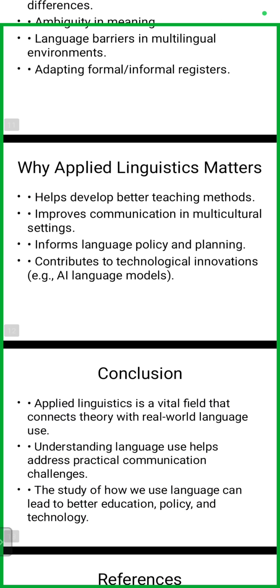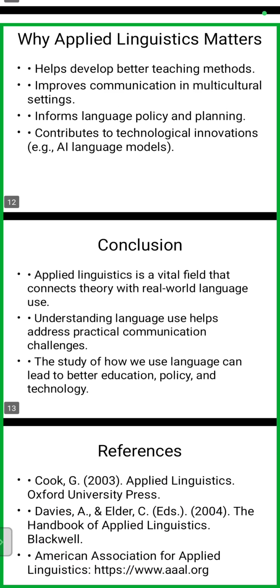And why does applied linguistics matter? Helps develop better teaching methods, improves communication in multicultural settings, informs language policy and planning, contributes to technological innovation. For example, AI language models.